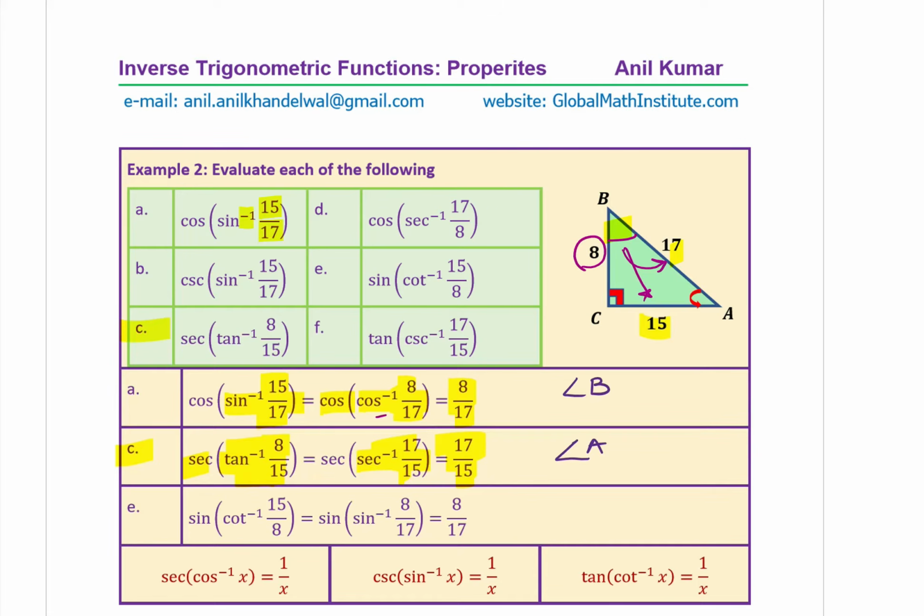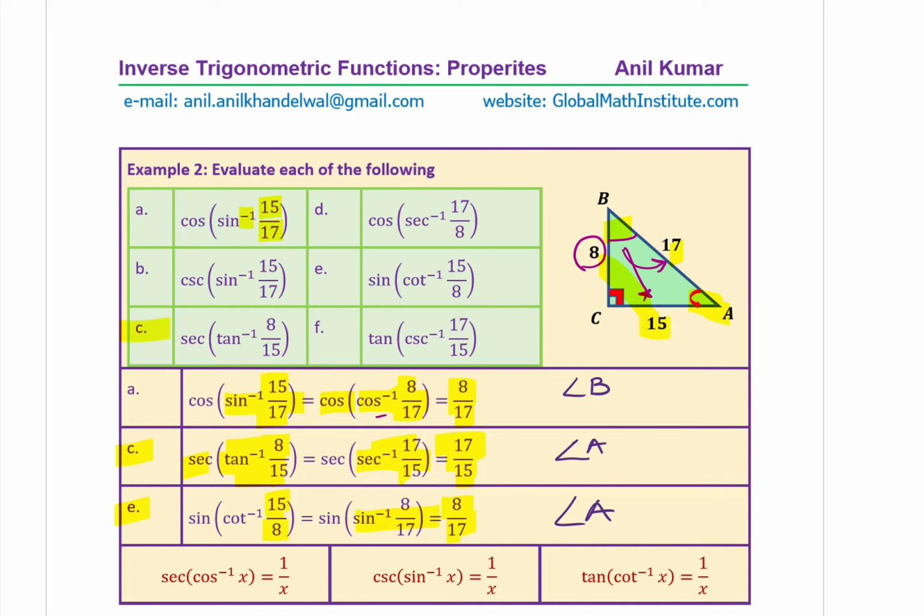Clear. Now here is another very interesting case. We'll take sine of cot inverse 15 over 8. So when you say cot inverse 15 over 8, we're now looking from the angle A side. Once again, it is cotangent. So from the angle A side, the sine is 8 over 17. And therefore, we get sine of sine inverse 8 over 17, giving us the value 8 over 17. Correct? So we have shown you three examples. The other three are for you to explore.